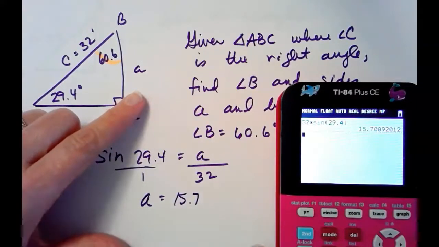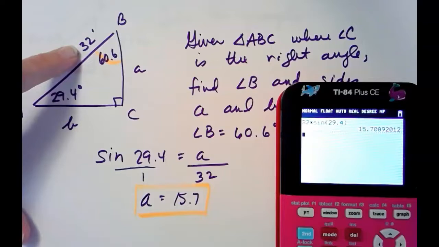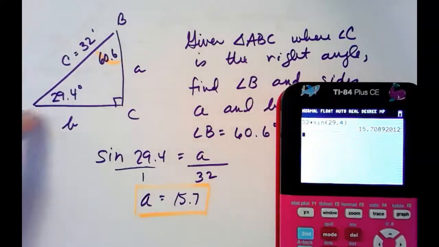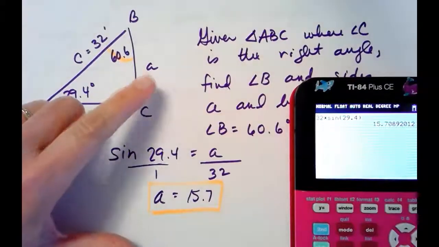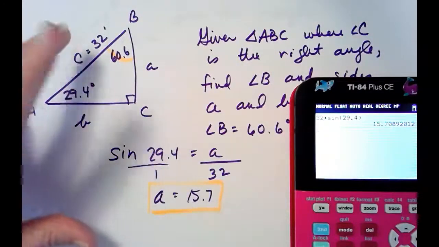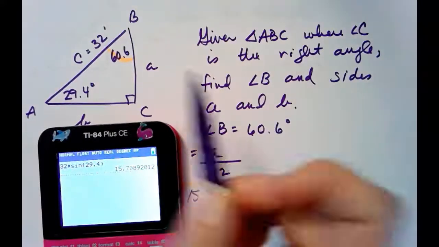So side A, 15.7. And let's think for just a minute. If our hypotenuse is 32.6 and side A is across from the smallest angle, angle A, little a better be smaller than C and B. We will check that with B in just a moment.